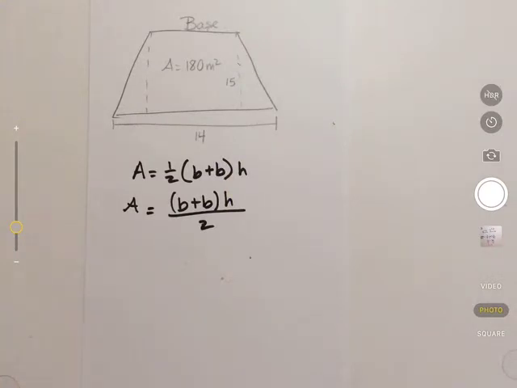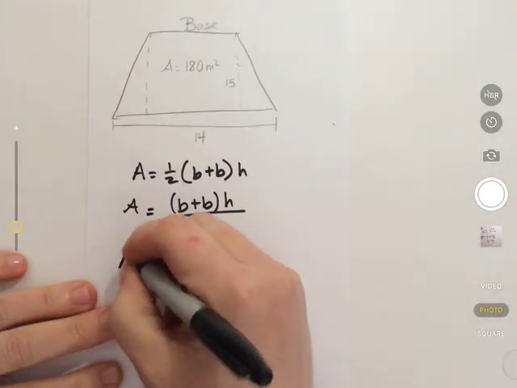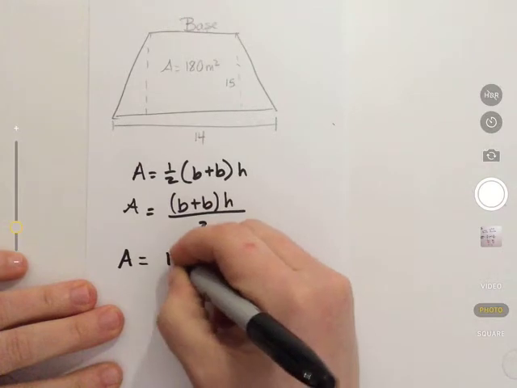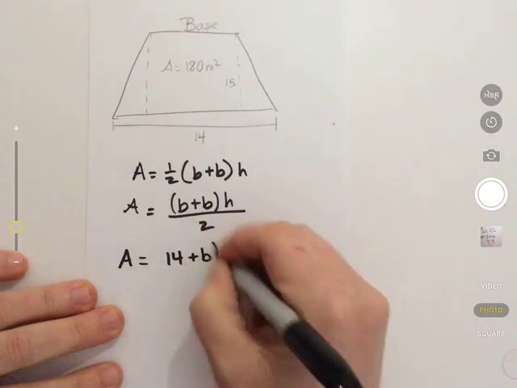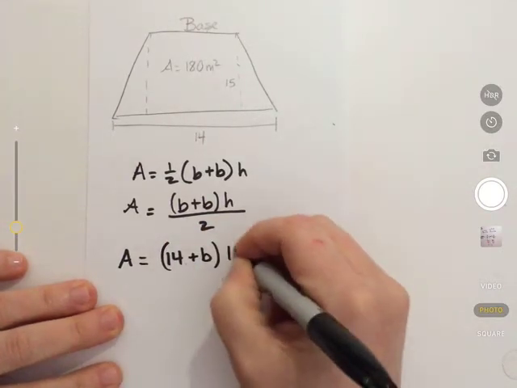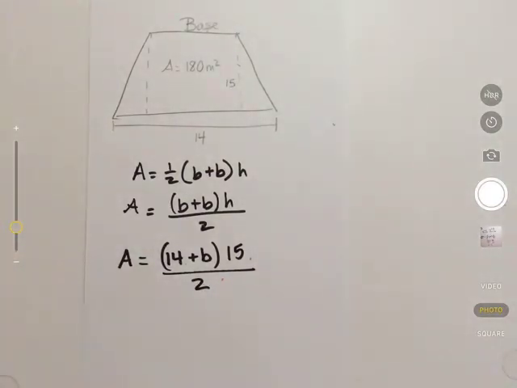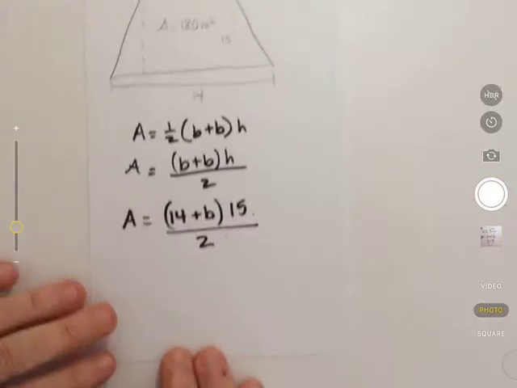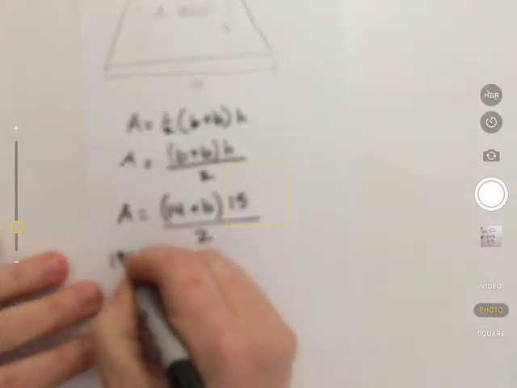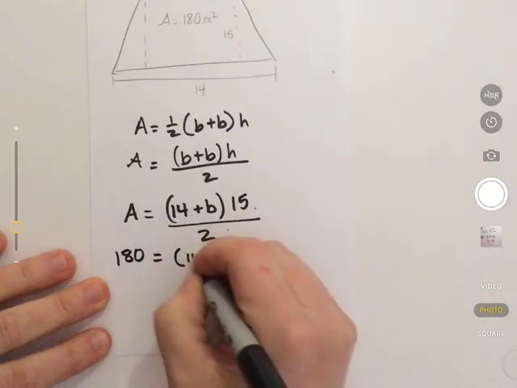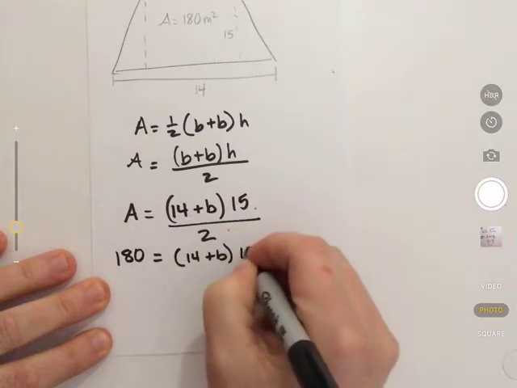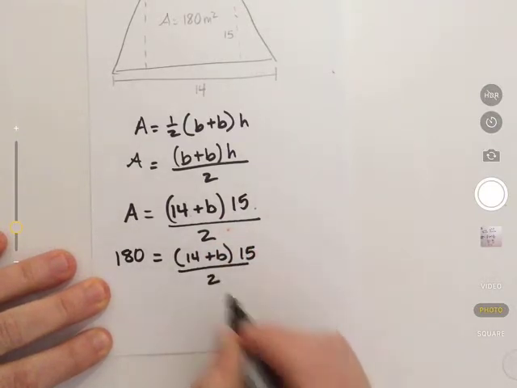So let's plug in what we know. We know that one base is 14. We don't know the other. We know that the height is 15. And we know we're going to divide by 2. Oops. And we know the area. So 14 plus b times 15 divided by 2.